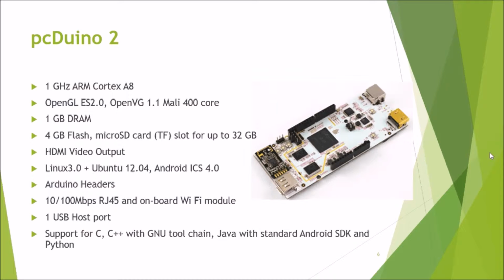I am also using the pcDuino 2 board, which is a single board computer. It comes armed with a 1 GHz Cortex A8 processor, 1 gig DRAM, 4 gigs flash, which can be extended up to 32 gigabytes. It also has HDMI video output. It is compatible with Arduino headers and it has a Wi-Fi module and one USB host port. The board is based on Linux 3.0 and comes pre-installed with Ubuntu 12.04. Since it is a Linux-based development board, it also provides support for languages like C, C++, Java, Android, and Python.